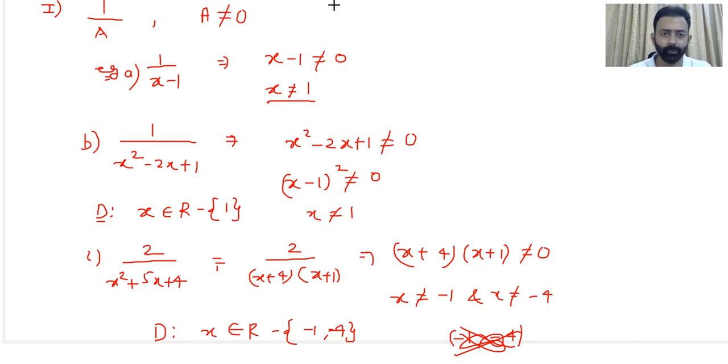So this is type 1. And type 2 is of the type where the expression is inside a square root.